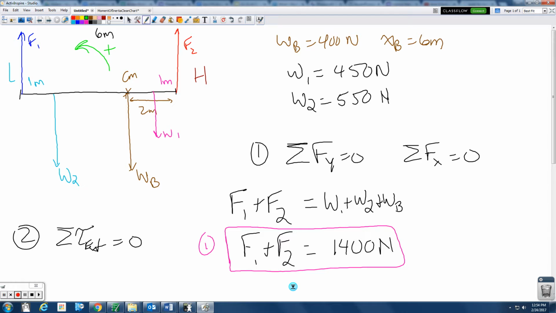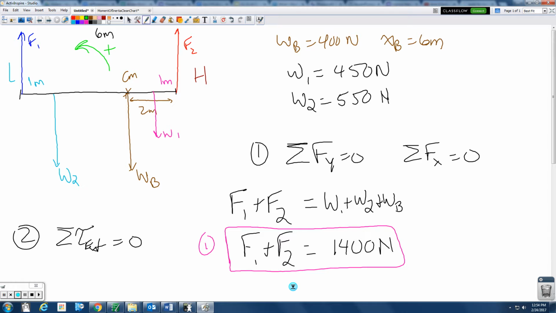So you try whatever you want. Generally, if you notice, when I pick that axis of rotation and place it at F1 or F2, that eliminates that value of force from the equation, since the radial distance of that force from the axis of rotation is 0, so the torque it produces is 0. So let's keep doing that.